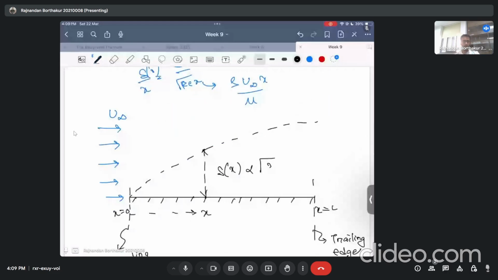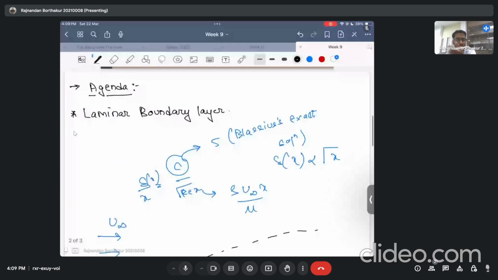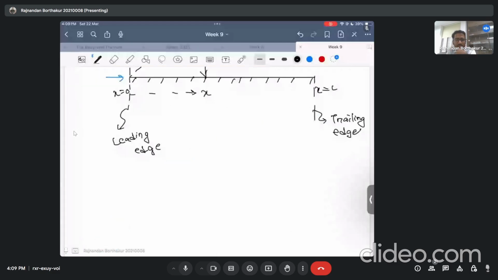And then what you also saw is that there is another approach, which is a bit simpler, I would say, than Blasius's solution, because Blasius's solution involved using all those similarity variables and then solving a non-linear equation actually.